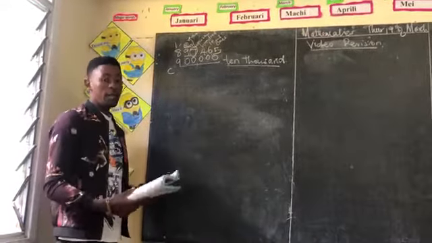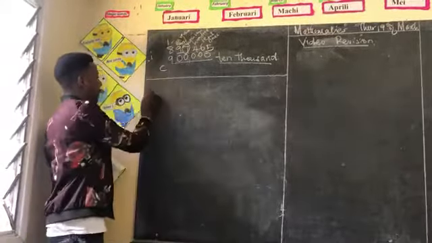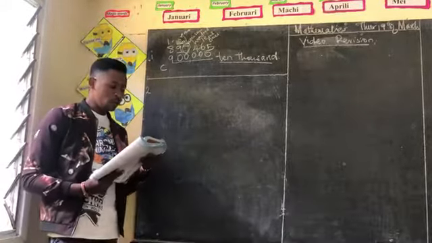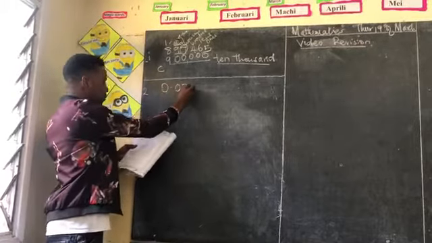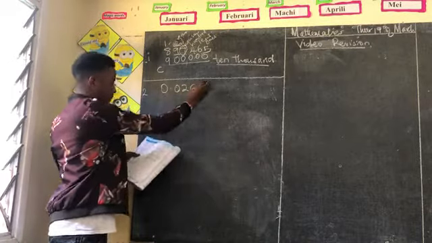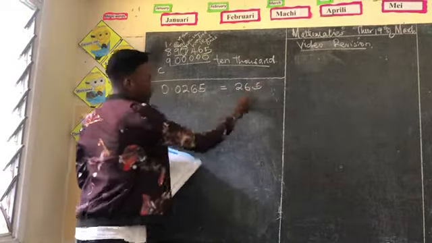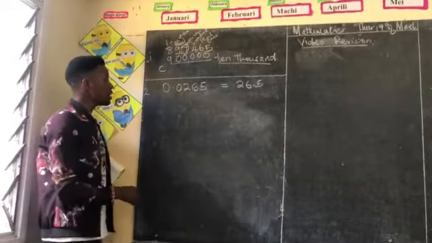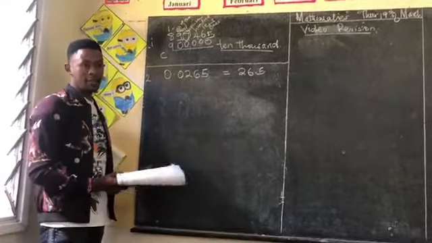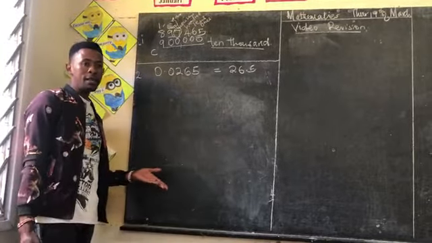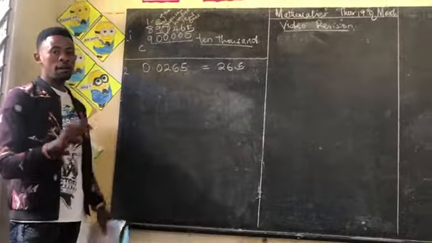I hope you've all understood that one, and I beg to move to number 2. Number 2, the question was, what do we multiply 0.0265 to get 26.5? So we've dealt with decimals, and we've always said that for a decimal to shift, it requires a 10. So a decimal will shift one time, either to the right or to the left, depending on the number of tens, or whether you're multiplying or dividing.